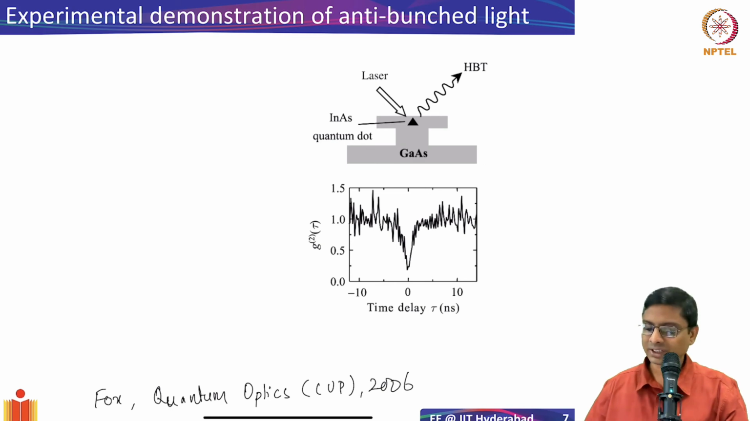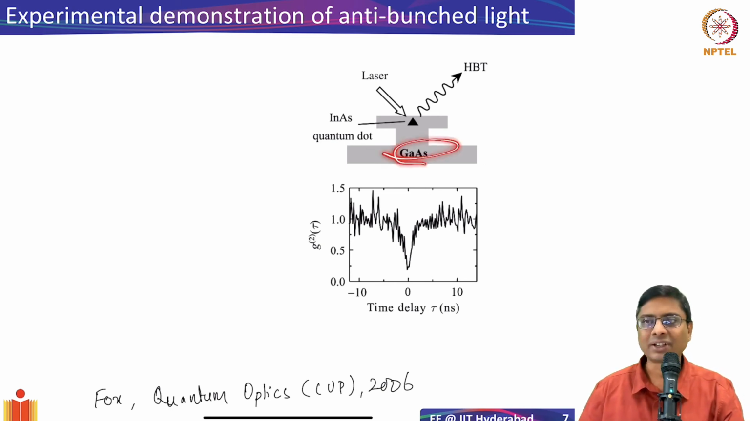Okay. So basically, this is a gallium arsenide disk. It's a gallium arsenide substrate, and there is a quantum dot embedded in indium arsenide. Let's not worry about how this is made, but this is a quantum dot. Now, when you shine a laser on this, you excite the quantum dot, and you can make it emit a photon. Then you take the output to a Hanbury Brown-Twiss interferometer, and you measure the G2 function. When you do that, you discover that at time delay equal to 0, you see a sharp dip.